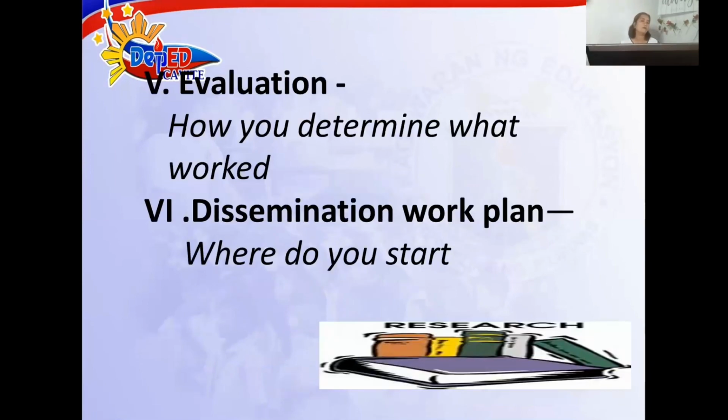Then, for the fifth step, we have the evaluation. This is a very important step. In this evaluation, you determine what worked. So, evaluation means a lot. Then, for the last step, the dissemination work plan. Where do you start? So, this is the last step.